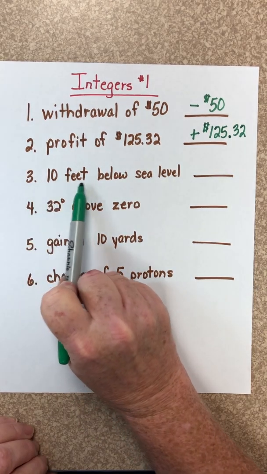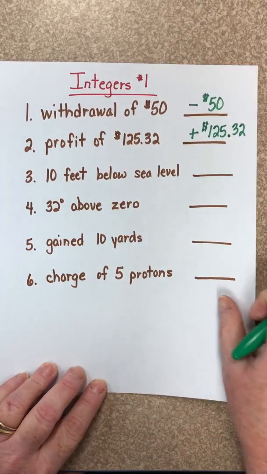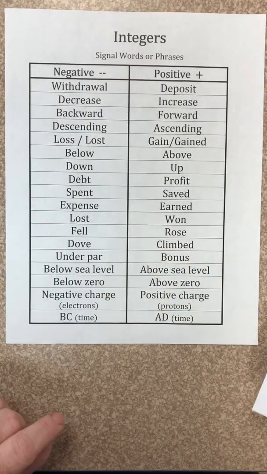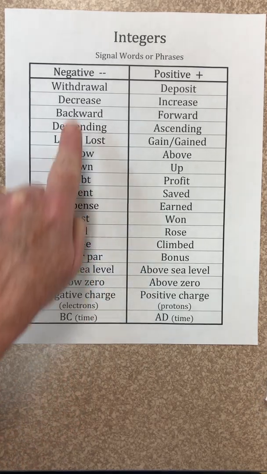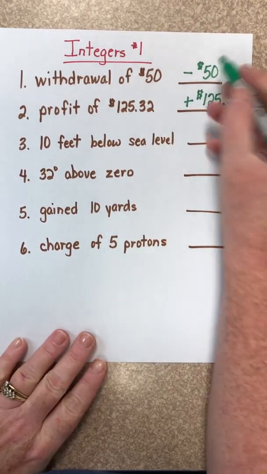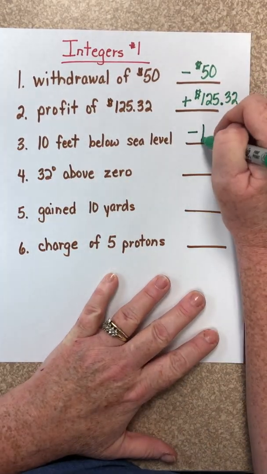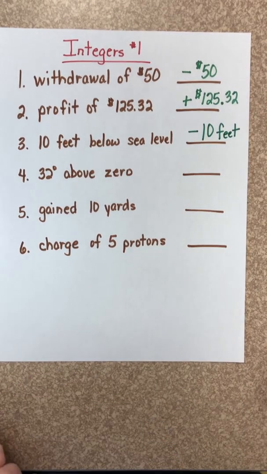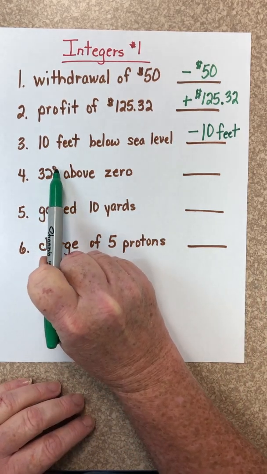Number 3, 10 feet below sea level. Below sea level is our key phrase or signal phrase. So let's look for that. Below sea level, right here, below sea level, and that's in the negative column. So we're going to use the negative symbol, and it's 10 feet, and we will label it feet. Negative 10 feet.